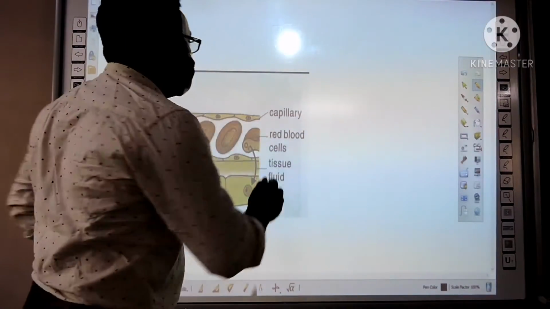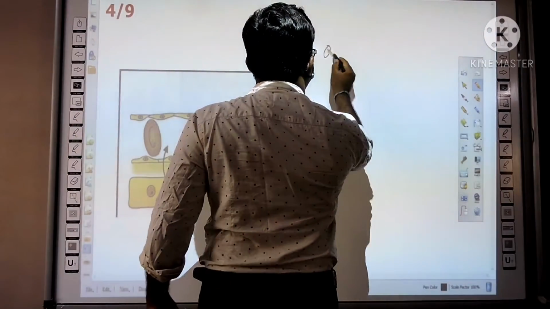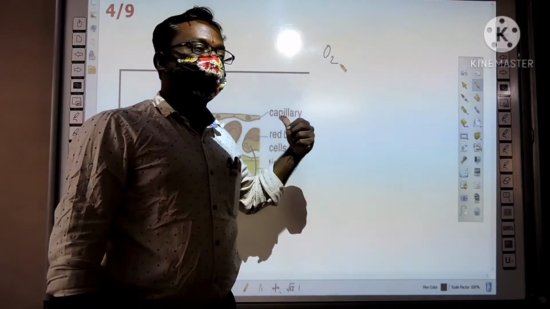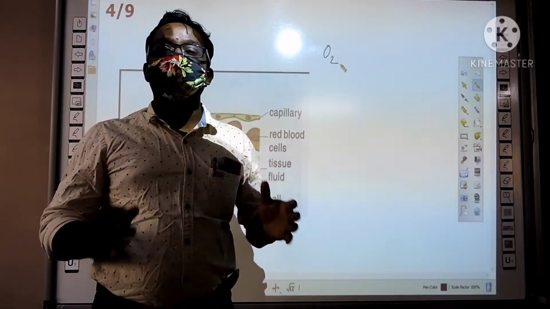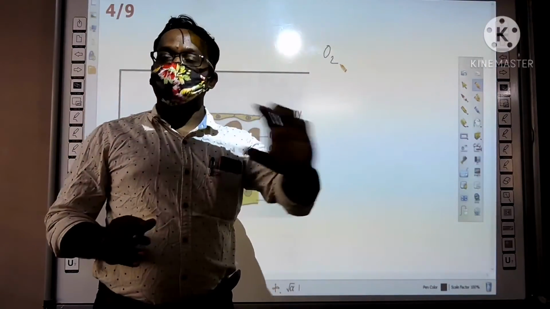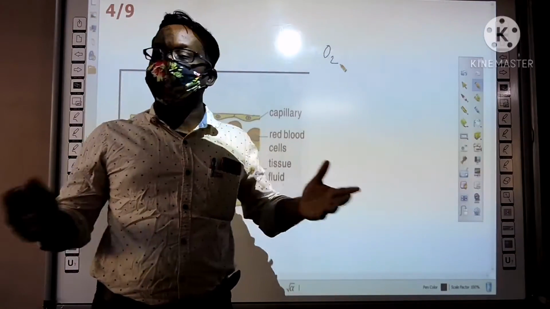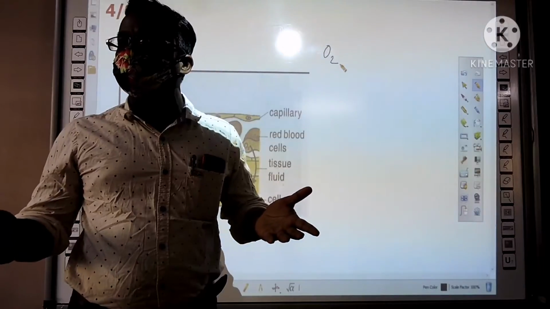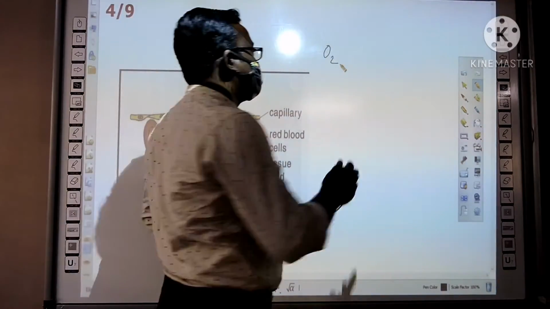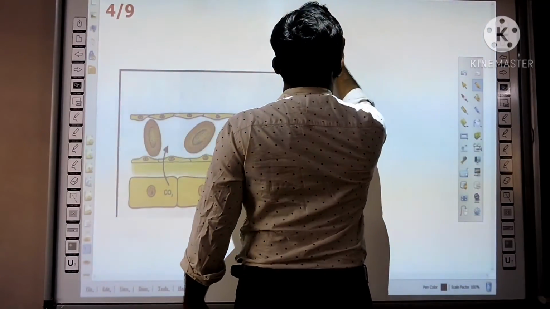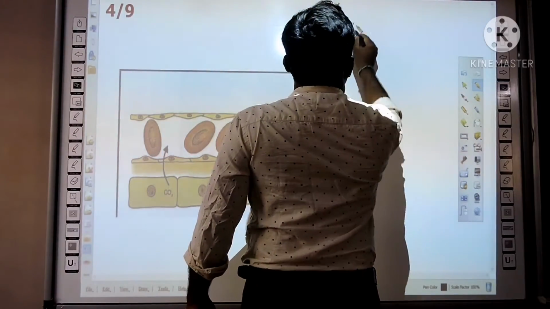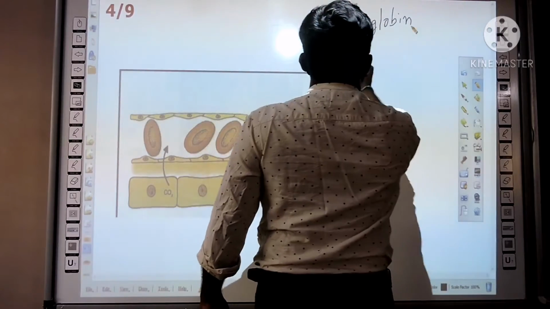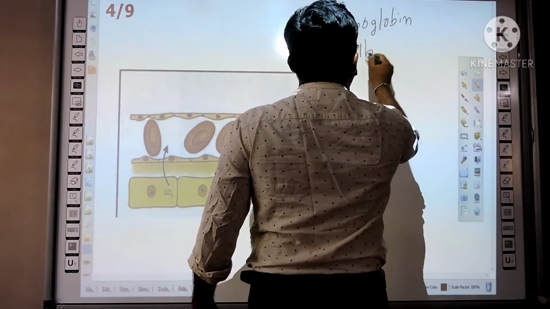Okay, first of all, oxygen. Whenever the oxygen enters the blood, it combines with a protein which is present in the blood. What is that protein? Can you say? The pigment in blood? Hemoglobin, right? Hemoglobin. So oxygen combines with hemoglobin, Hb.